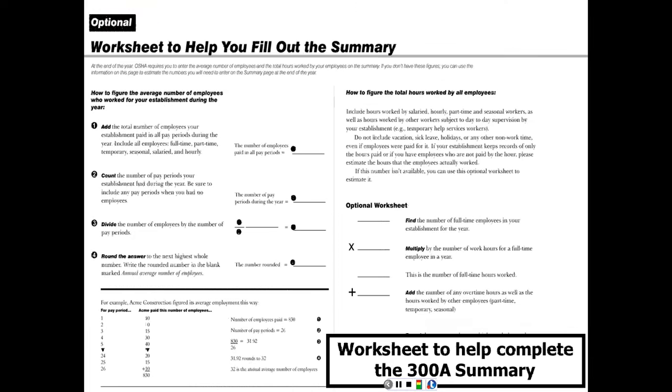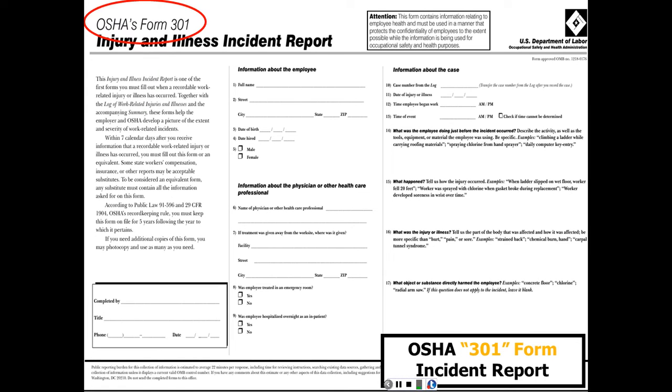The third form, which is the 300, this is an additional worksheet to help fill the summary. Basically tells you what to fill and how to fill it and so on. So it's instructions on filling the 300A summary. Here's the 301 injury and illness incident report for each injury, for each incident. So this is the most detailed form that's going to talk about the details of each and every incident. The 300 is going to be collecting all of these. The 300A is going to be summarizing all of these in the more concise format.